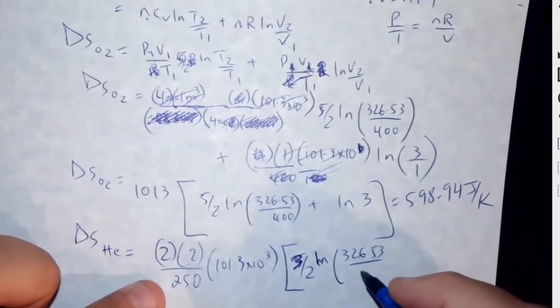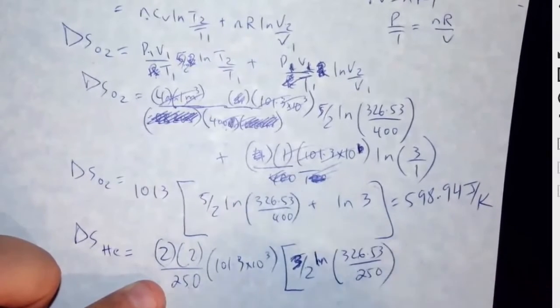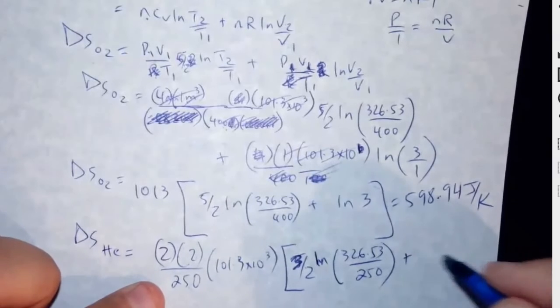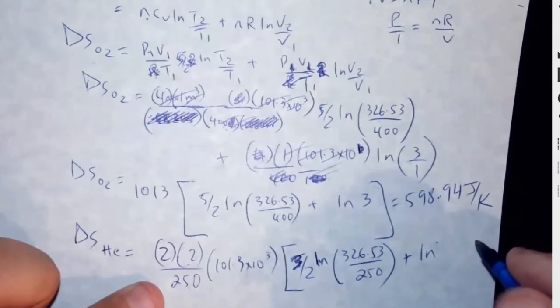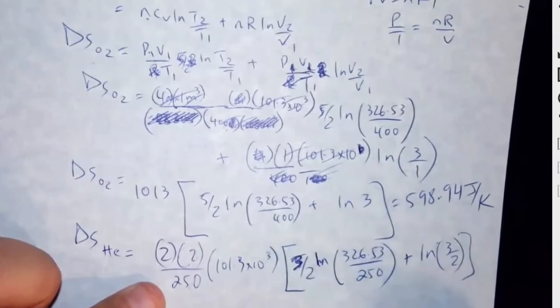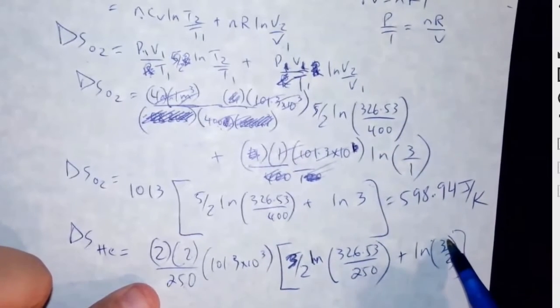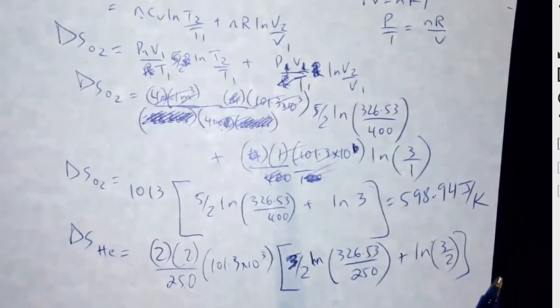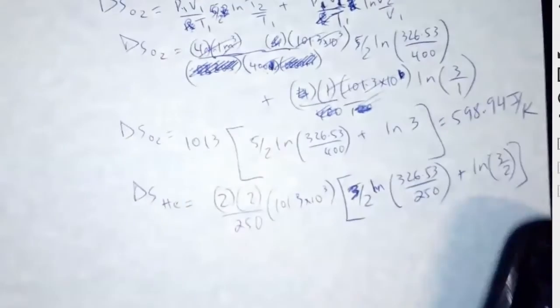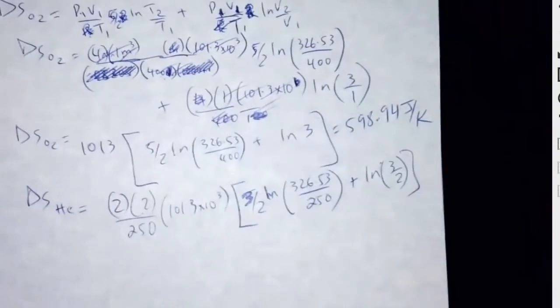326.53 over the original temperature of helium, 250. Right? Plus ln of what? It starts at a volume of 2 and it increases its volume. So you see what's happening? Its entropy is increasing because it occupies a larger space and because it's now going faster. So both of them are positive. Wonderful, man. These are lovely stuff.